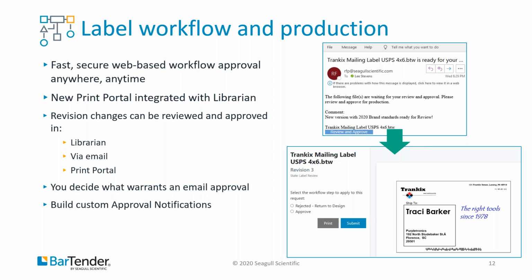BarTender 2021 also now includes a new redesigned print portal, which is now fully integrated with Librarian, including its workflows. Once you've built a workflow using the workflow designer, you can take advantage of a streamlined approval workflow process with configurable email notifications to key team members like managers. They'll receive a notification email to review and or approve a new label design.